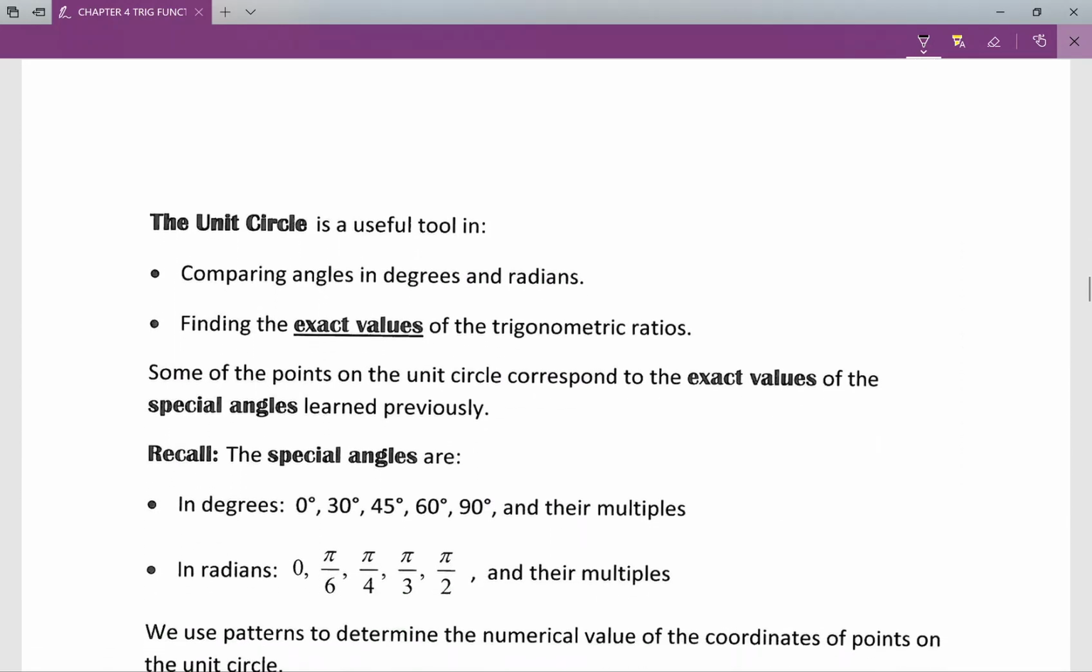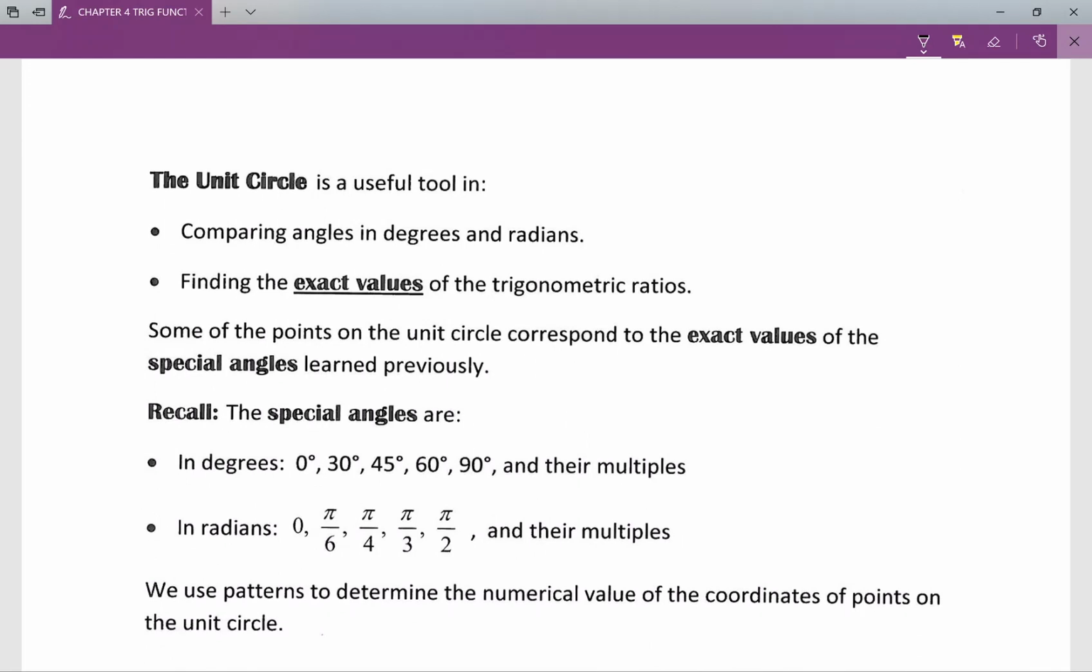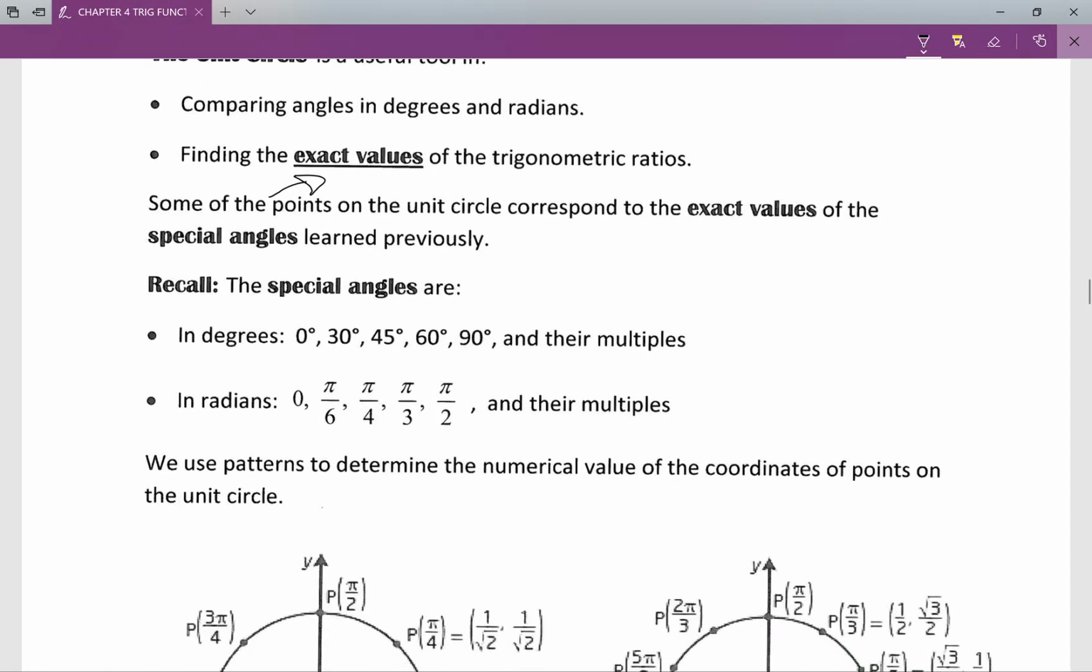Now, the unit circle is useful in comparing angles in degrees and radians and finding the exact values of the trigonometric ratios. This is the really important one. We use it to find exact values of trig. Some points on the unit circle correspond to the exact values of the special angles learned previously. If you recall, this was for Math 20. Our special angles are 0, 30, 45, 60, and 90, or in radians, 0, pi by 6, pi by 4, pi by 3, and pi by 2.